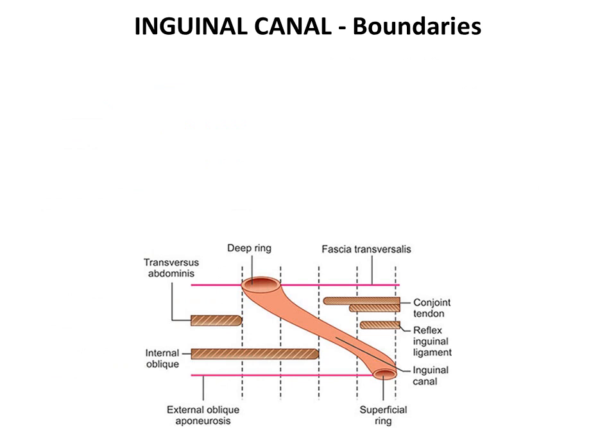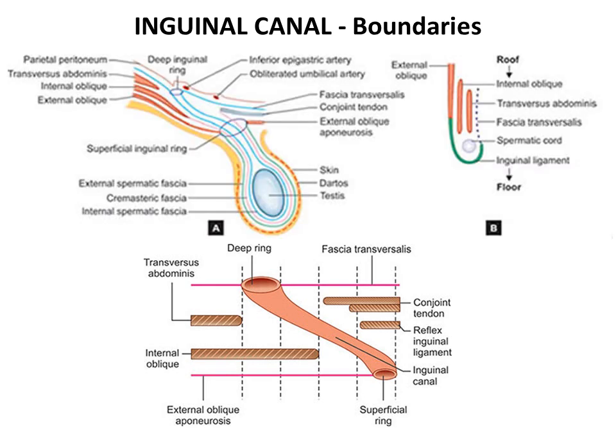The boundaries of the inguinal canal are important. This is a diagrammatic representation to remember the anterior and posterior walls. The same diagrammatic representation using colors can be made to draw the arrangement of the structures in the anterior and posterior wall and the roof and the floor.